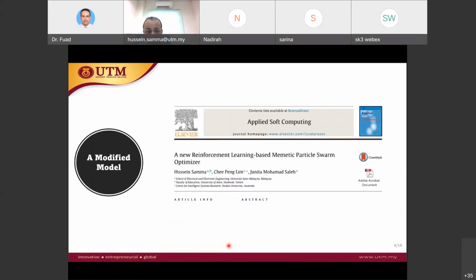The second level here, I'm sharing my paper that I did during my PhD study. Basically, in that paper, I proposed some kind of modifications for particle swarm optimization. So this model comes in the category of modified model. I'm not introducing a new model. I'm just trying to improve existing models by incorporating the idea of reinforcement learning inside particle swarm optimization. So this is the second level of soft computing models that were discussed in the literature.